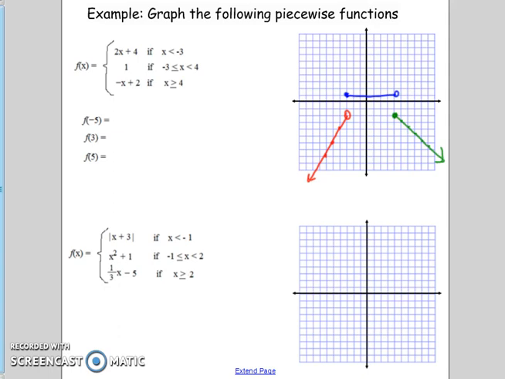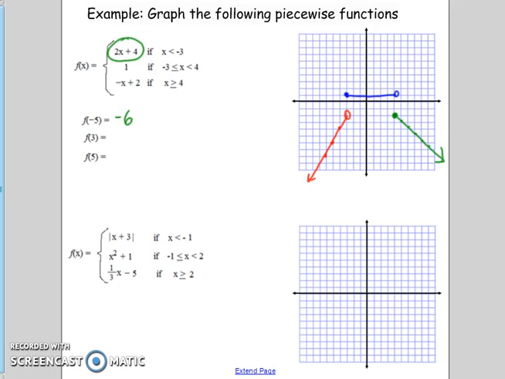And then we want to evaluate f of -5. So I can use my graph or I can use my function. Okay, it's usually easier to use the function. So -5, if we plug that in for x, which function should we use? So let's check. -5 is less than -3. Yes, that's true. So we're going to use the first function. And we're going to plug in -5 for x. So 2 times -5 is going to give us -10 plus 4 gives us -6.